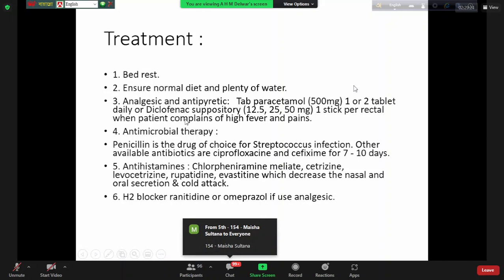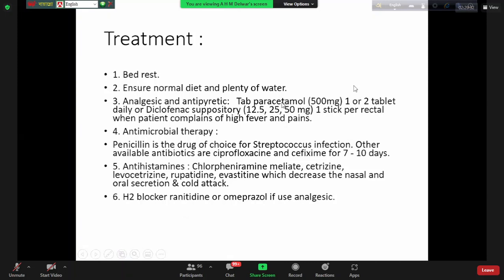When you talk about the treatment, you should mention the generic name of the drugs, not the company name. That is paracetamol, 500 mg, 1 to 2 tablets daily, or suppository, which comes in 125 mg and 250 mg. One suppository per rectum when the patient complains of high fever and pain.